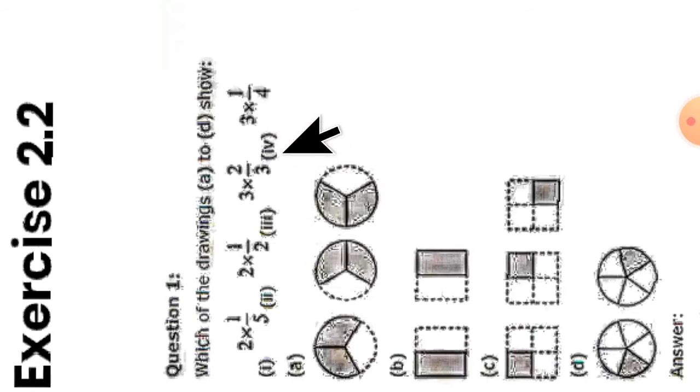And fourth one, 3 into 1 upon 4. So 3 figures in which total are 4 parts and shaded part is 1. So here these are the 3 figures. In each figure total parts are 4 and shaded part is 1. So 3 into 1 upon 4 matches with C.